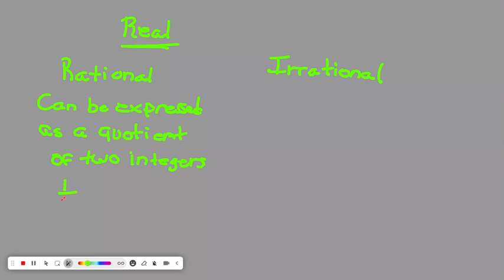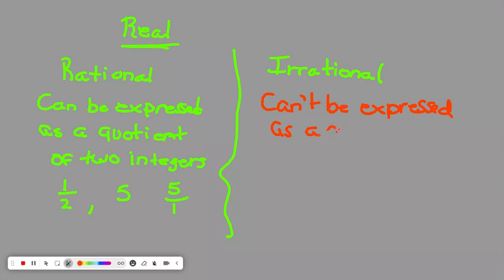For example, 1 over 2. It's a fraction. Well, that's rational. 5 is rational. You know why? Because 5 is 5 over 1. It's a rational number. When we talk about irrational, we'll change the color for irrational. They can't be expressed as a quotient of two integers. Well, let's make it simpler.